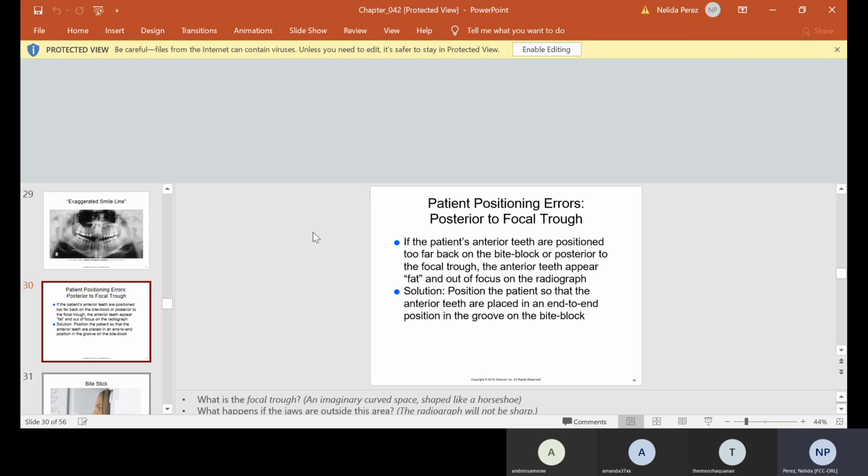If the anterior teeth are posterior to the focal trough, this is another error. If the patient's anterior teeth are positioned too far back on the bite block, or posterior to the focal trough, the anterior teeth appear fat and out of focus. So again, the solution is to position the patient so that the anterior teeth are placed in an end-to-end position in the groove on the bite block.